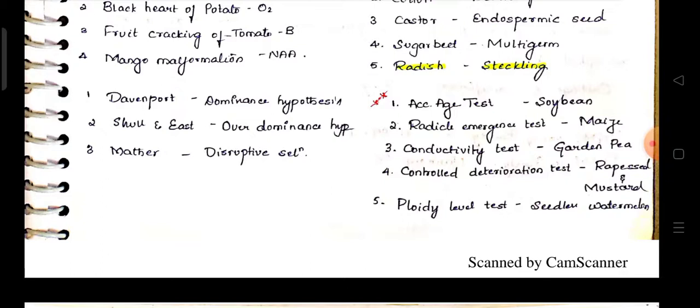Accelerated aging test is done in soybean. Radicle emergence test in maize. Conductivity test in garden pea. Controlled deterioration test in rapeseed and mustard. Then ploidy level test in seedless watermelon.